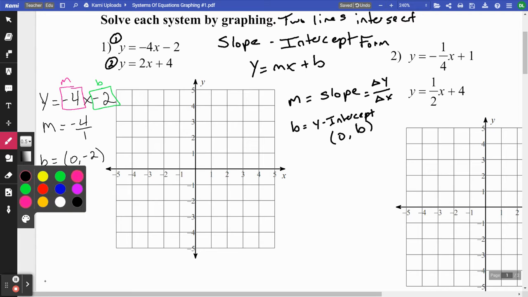So we have what we need in order to graph this equation. We have a point, so 0, negative 2, that's going to be right here. And then the slope says that it's negative 4 over 1, which means I go down 4 and to the right 1.